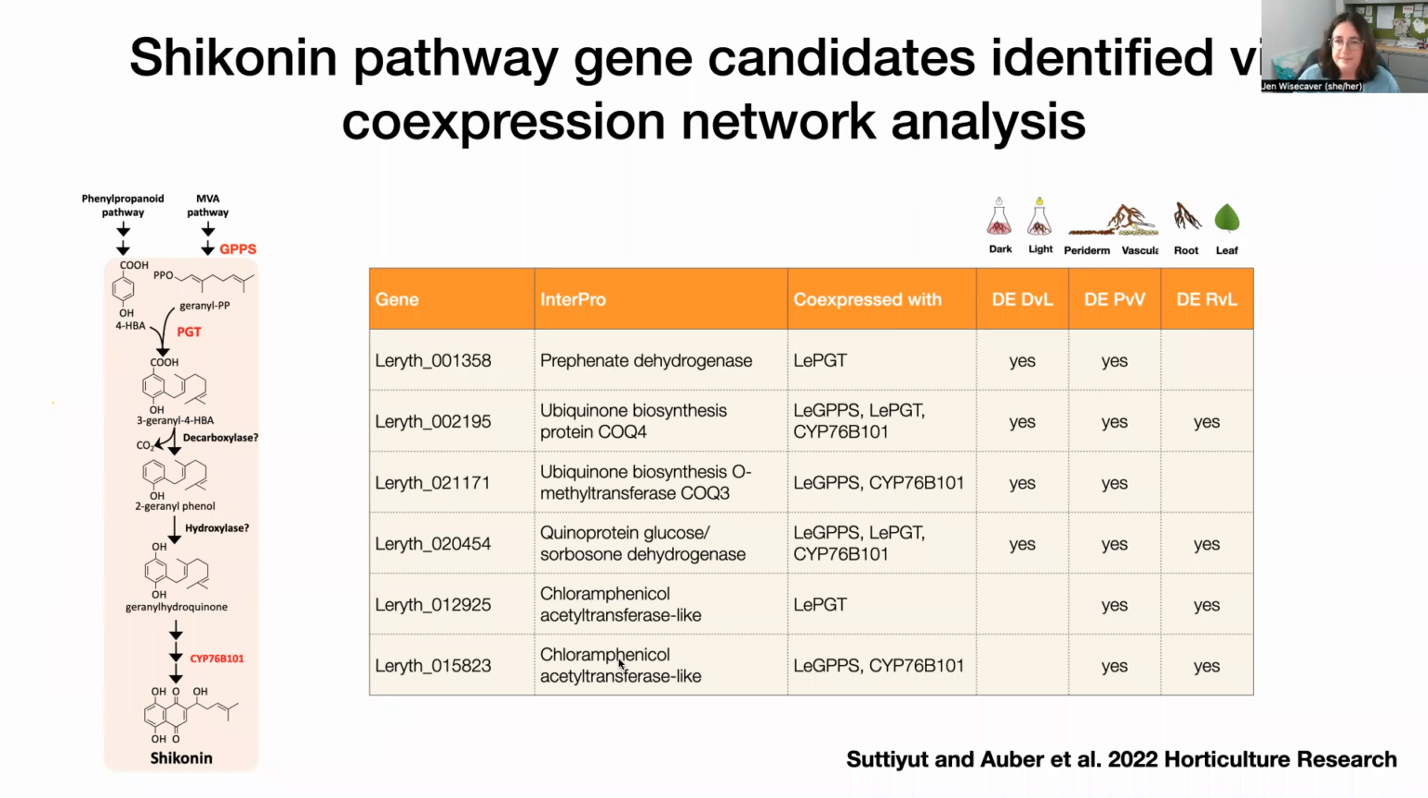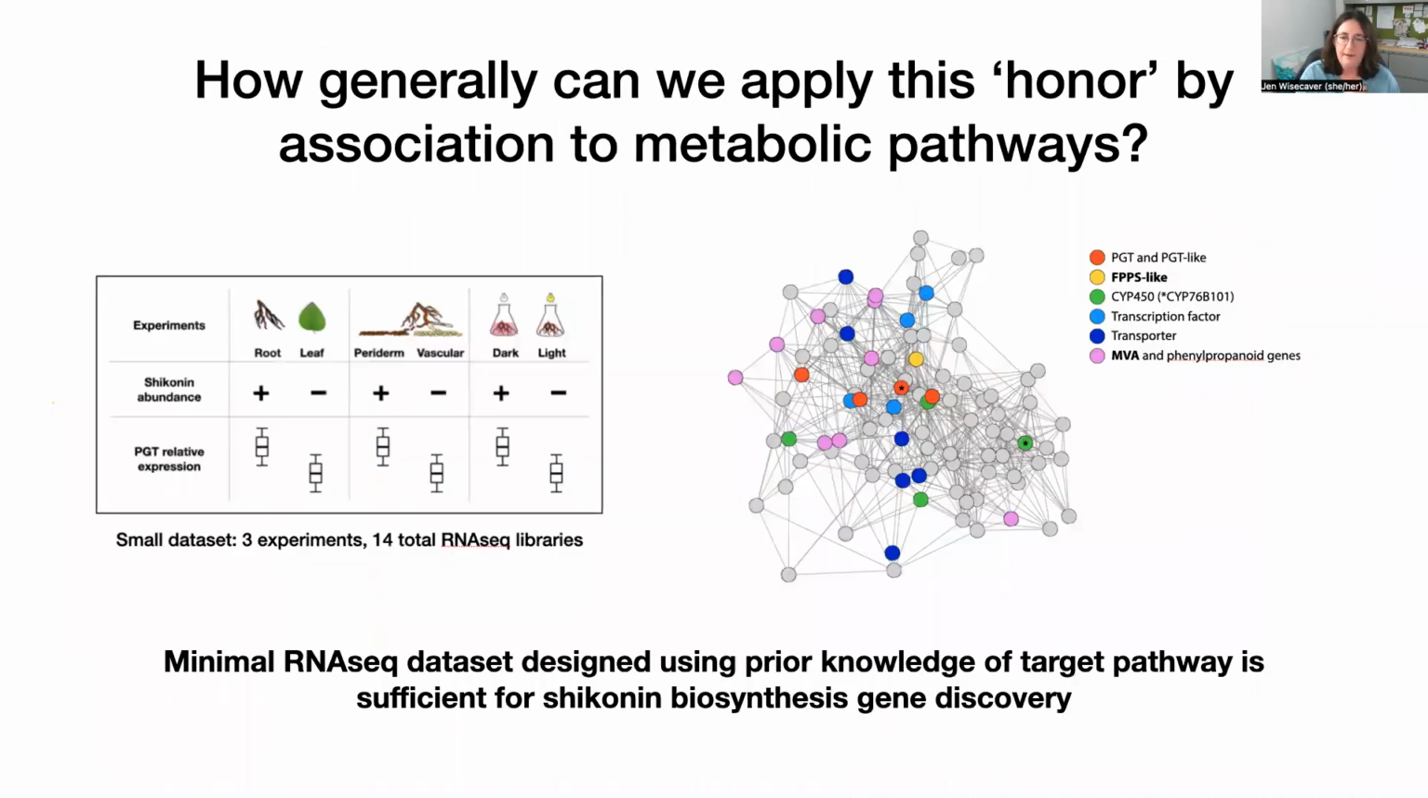So with that, I hope that what I was able to show here today is that we can apply guilt by association to metabolic pathways, even those in which we have a very minimal RNA-seq data set to work with, provided that we have designed that RNA-seq data set using prior knowledge of the pathway. So if we can select conditions where the regulation of our pathway of interest is different between the different conditions, we can increase the power of our analysis, even if we have a limited data set.